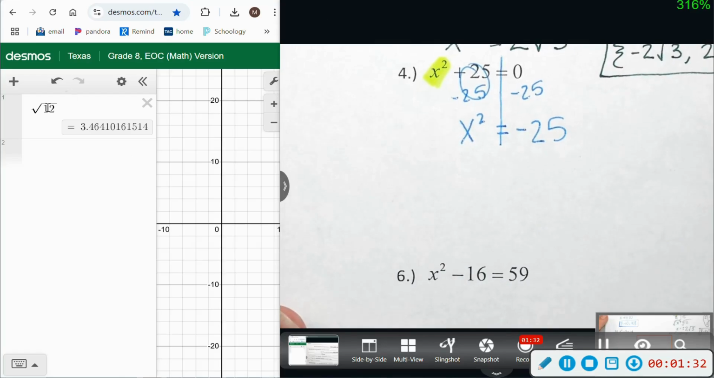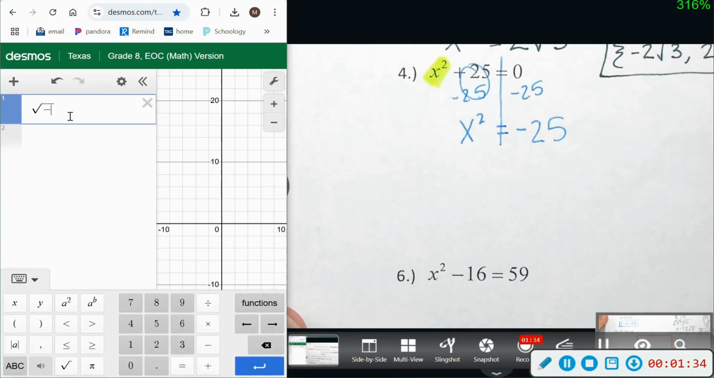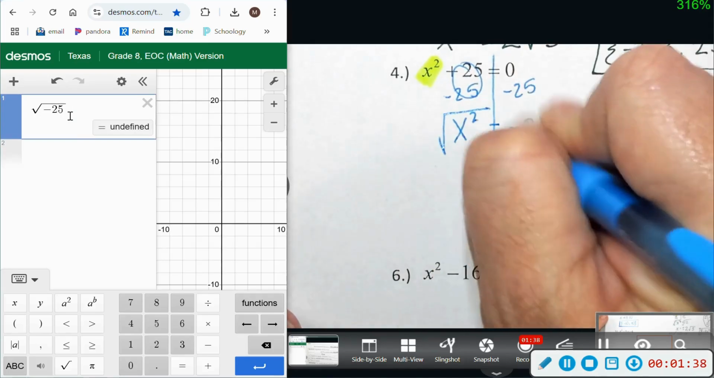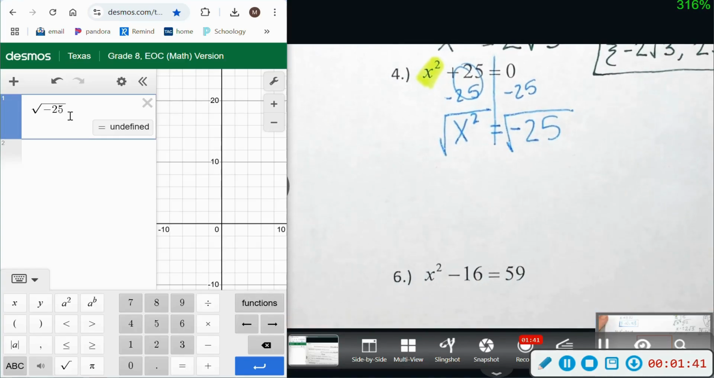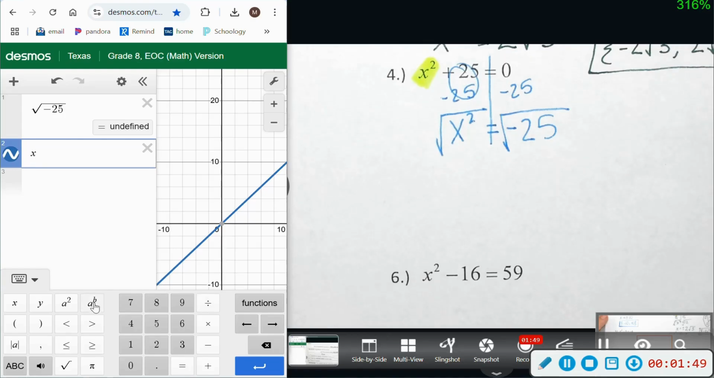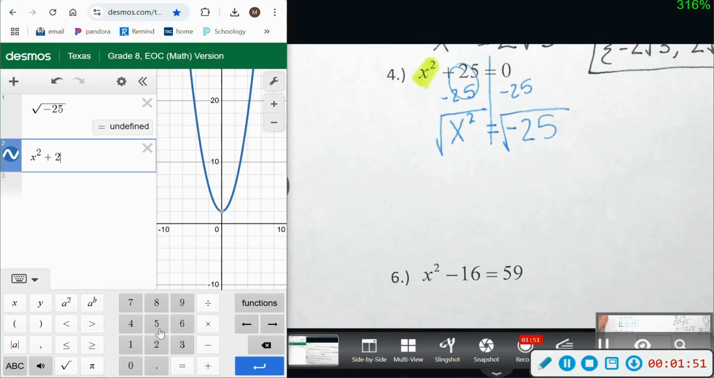Now, what I want y'all to realize here is if we check this, what does it say? Undefined, because next would be the square root of both sides, but you cannot take the square root of a negative. So we don't write undefined. We're going to actually check our work. So we're going to check the equation that we were originally given. So x squared plus 25.